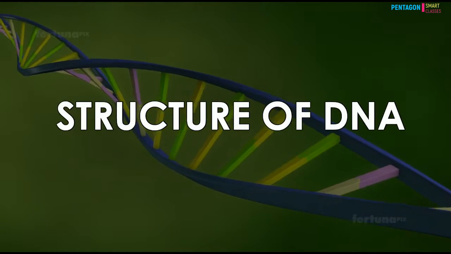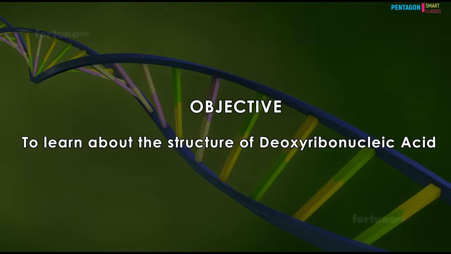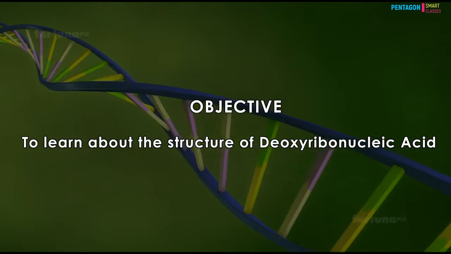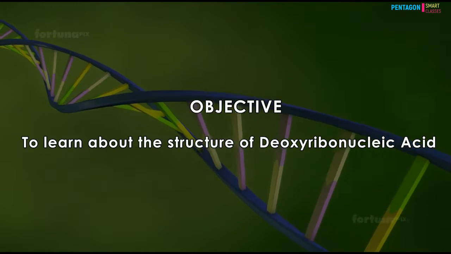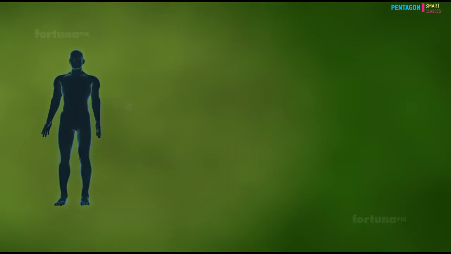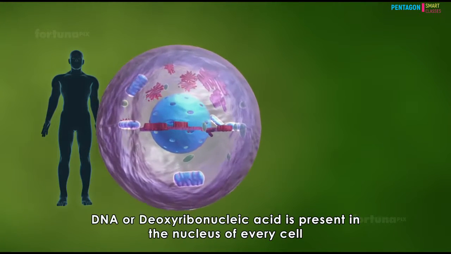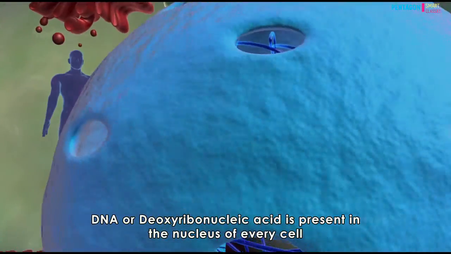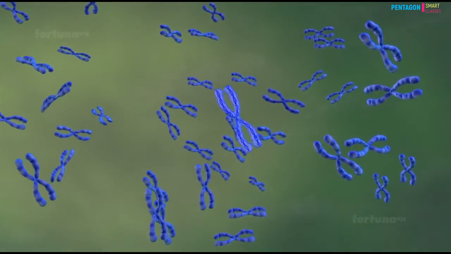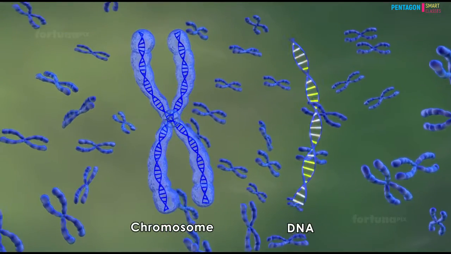Structure of DNA. Objective: to learn about the general structure of deoxyribonucleic acid. DNA, deoxyribonucleic acid, is present in the nucleus of every cell. It is present as a highly coiled structure in the form of chromosomes.